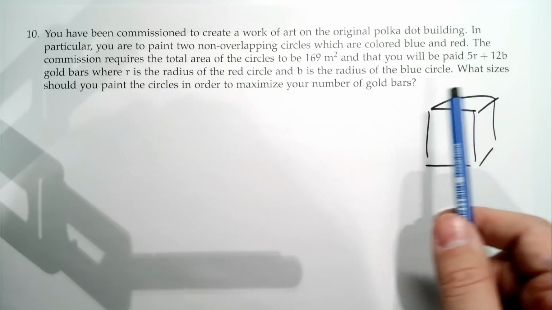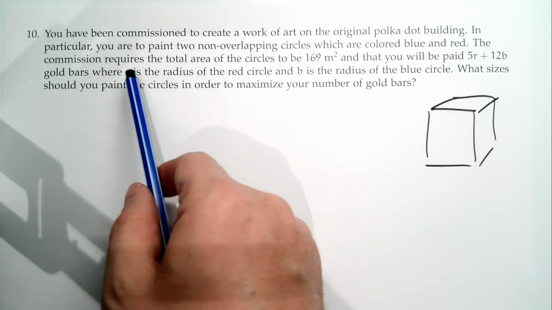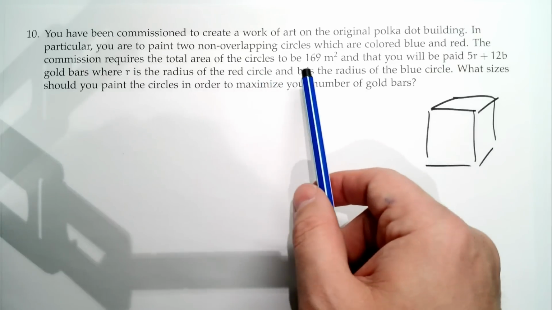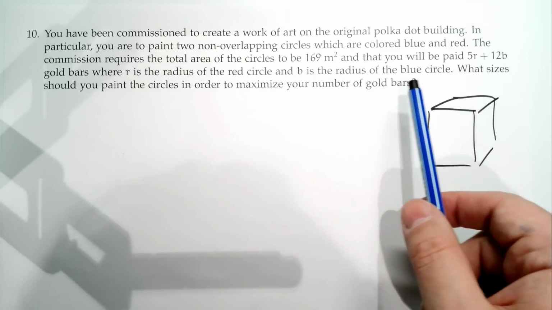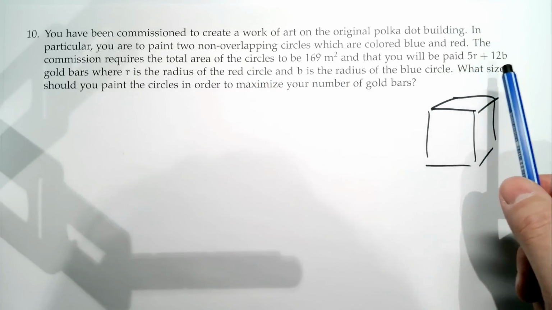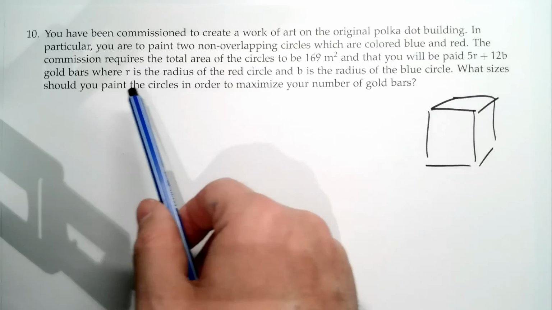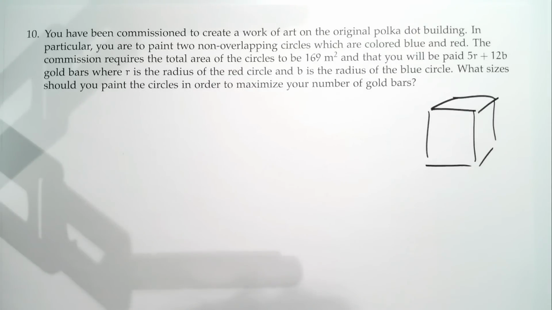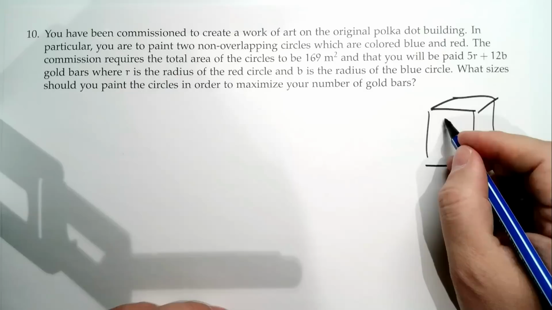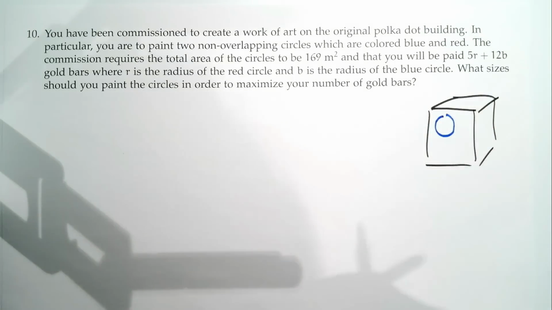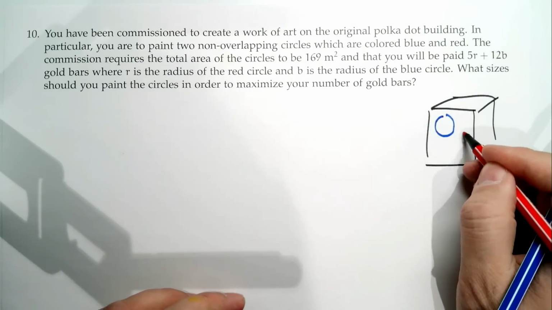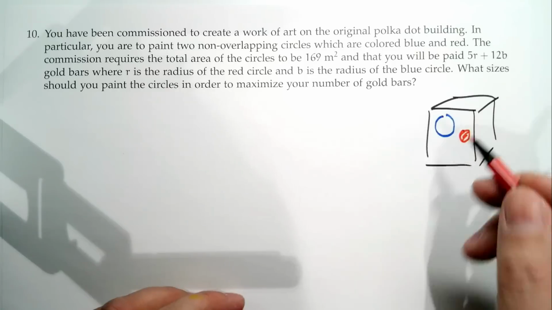Now let's see, what do we know about these circles? It says that we're required to have the total area of the circles be 169 meters squared, and we're going to be paid 5R plus 12B gold bars. That's how I like to get paid, in gold bars. Where R is the radius of the red circle, and B is the radius of the blue circle. So we've got a blue circle, and we've got a red circle.